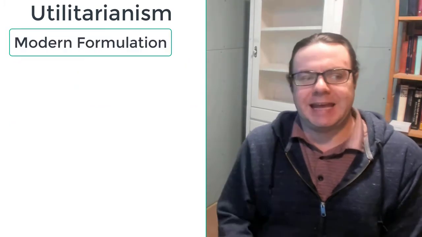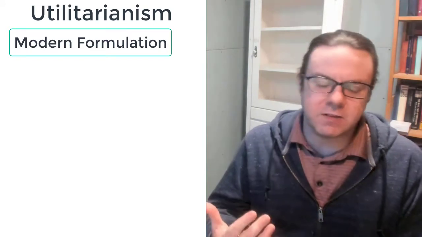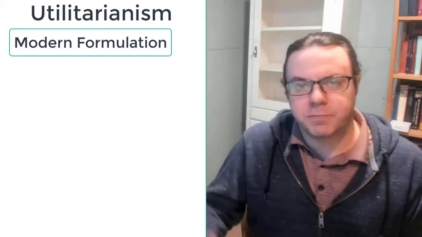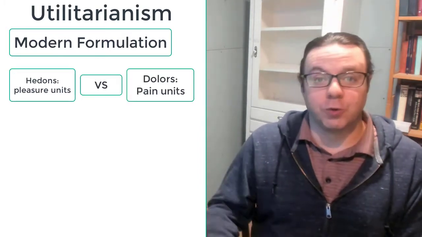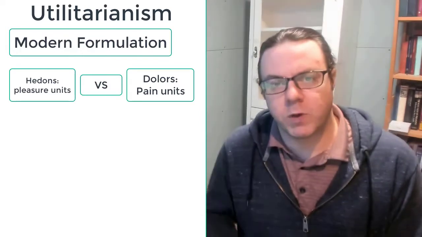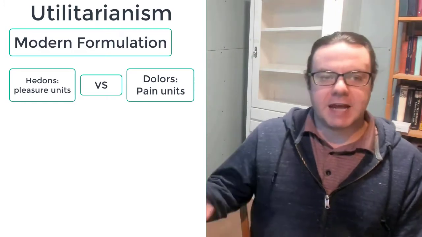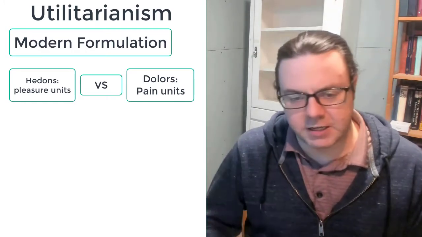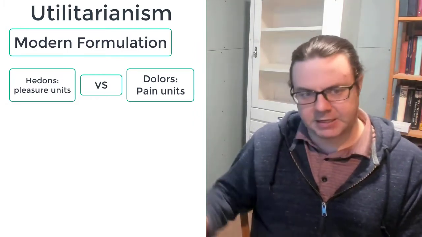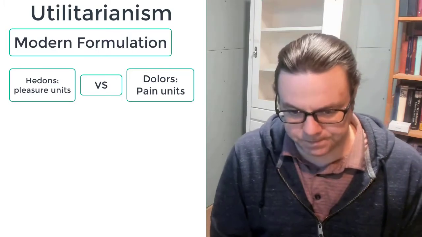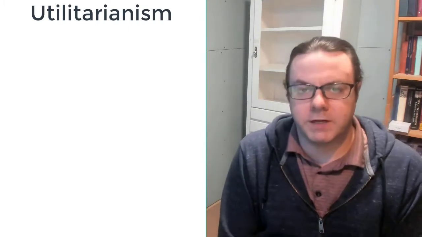Here's a modern take on the concept. You reduce everything down to 2 kinds of units. A unit of pleasure, which you could call a hedon, and a unit of pain, you could call a dolor. 1 unit of pain cancels out 1 unit of pleasure. And when you're considering what to do, what's the best choice, you tally up the number of hedons, units of pleasure, that your action is likely to produce, and then you subtract any dolors that might be caused by your action.